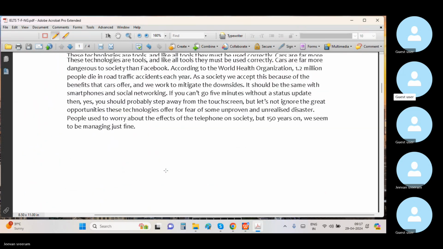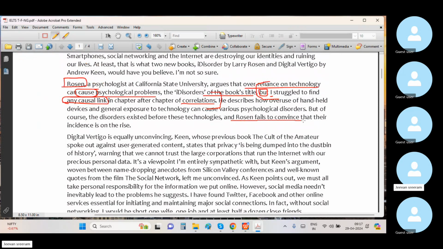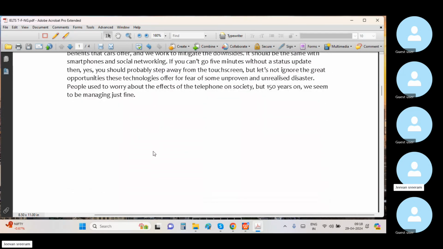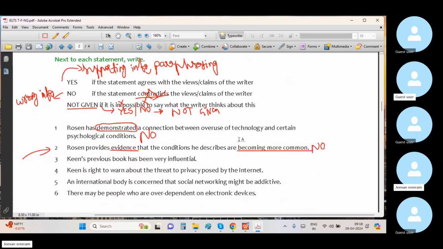It is a paraphrase, right? In the passage, last line, sir. Yes, supporting line: Rosen failed. As per the author, Rosen fails to convince that their incidence is on the rise. That is the supporting line, I think. Incidence is on the rise actually gives the same sense as the phrase becoming more common. Okay, becoming more common equals incidence is on the rise.